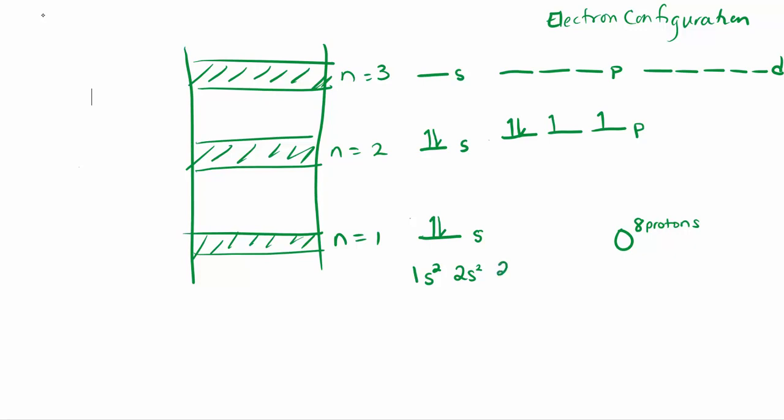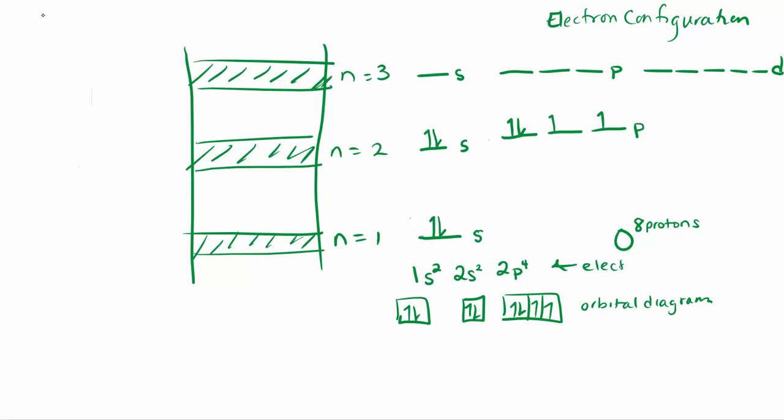I would show that as 2p4, although this is what would be called the orbital diagram, and I would show that with boxes like this. So this is called the orbital diagram. It's a graphical representation of where you can find electrons. This is what's called the electron configuration.